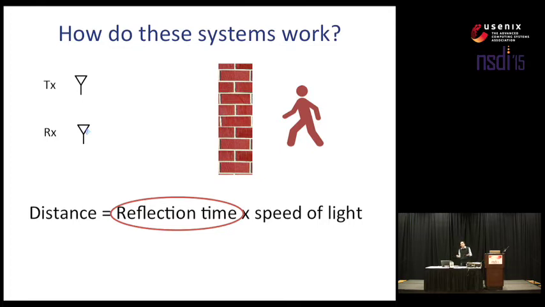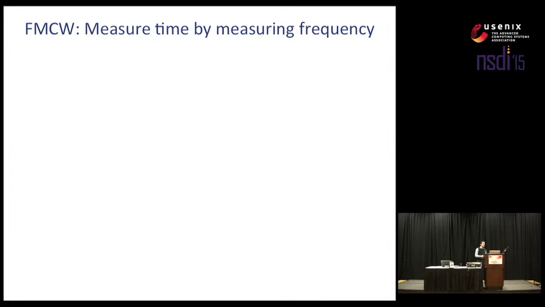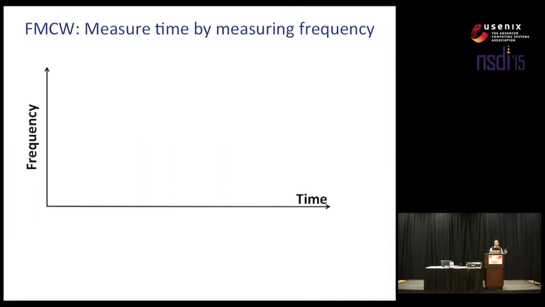So instead, what these systems do is that they use a technique called FMCW that allows them to measure time by measuring frequency. Let me explain to you how this works. An FMCW signal consists of a signal whose frequency linearly increases in time. So over here, you can see that time and frequency are linearly related. Now this signal will reflect and come back after some reflection time.